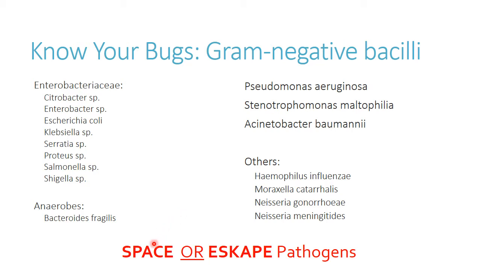And I include here the SPACE or the ESCAPPM bugs. Simply, these are going to be pathogens, gram-negative bacilli that are more likely to develop pretty significant resistance. Sometimes you can have bacteria that will develop resistance against one type of antibiotic, and it'll actually share that resistance with other types of bacteria. So now you have this kind of resistance movement happening with your bacteria that makes them very, very difficult to treat in a lot of cases.